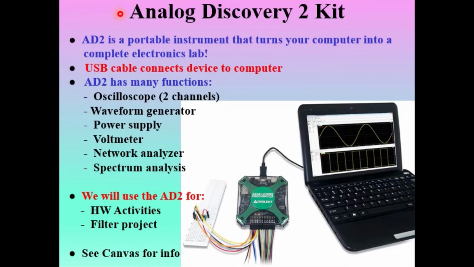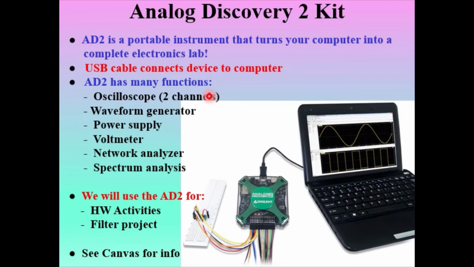So speaking of the lab kit, one of the key components in your lab kit is the AD2, which stands for Analog Discovery 2 kit. The AD2 is a portable instrument that turns your computer into a complete electronics lab. It's a really nifty device. This is what it looks like here, and you can see it connects with just a simple USB cable to your computer, and it'll turn your computer into a whole multitude of electronic instruments.